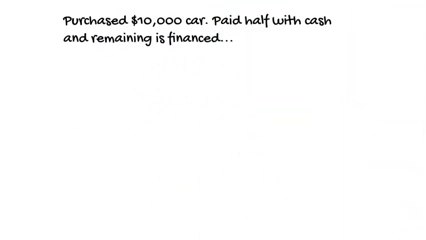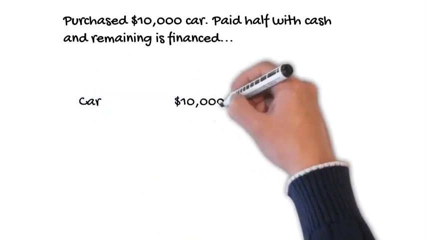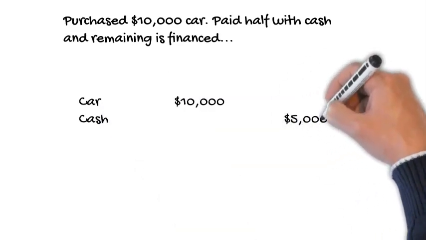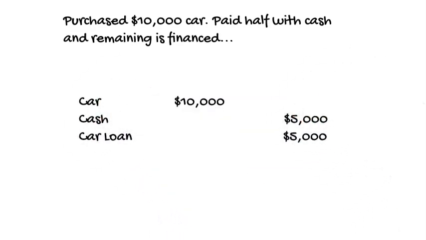You bought a car worth $10,000. You paid $5,000 using cash on hand and financed the remaining $5,000. How would your entry look like? Well, we need to record the new car, and we know that its value is $10,000, and a car is an asset. So we're going to debit the car account for $10,000.